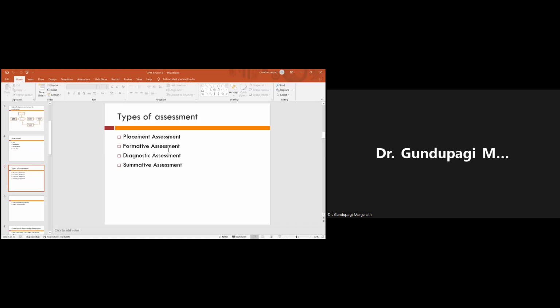Why do we use summative assessment? Participants can give their responses in the chat bar. Why do we use summative assessment?